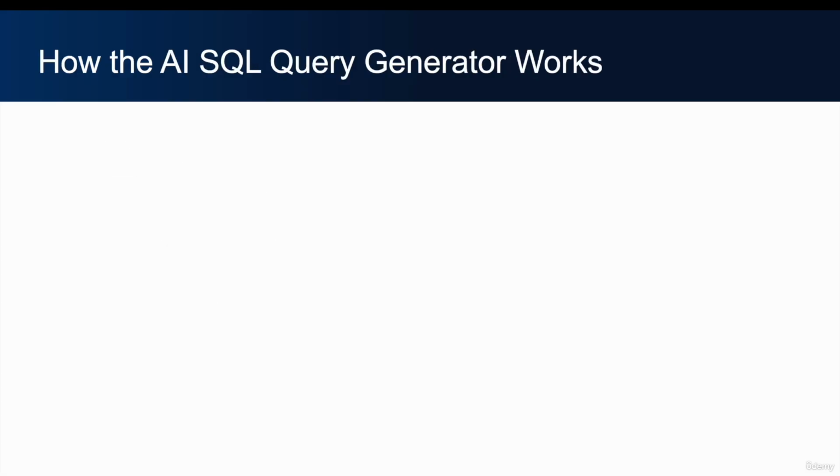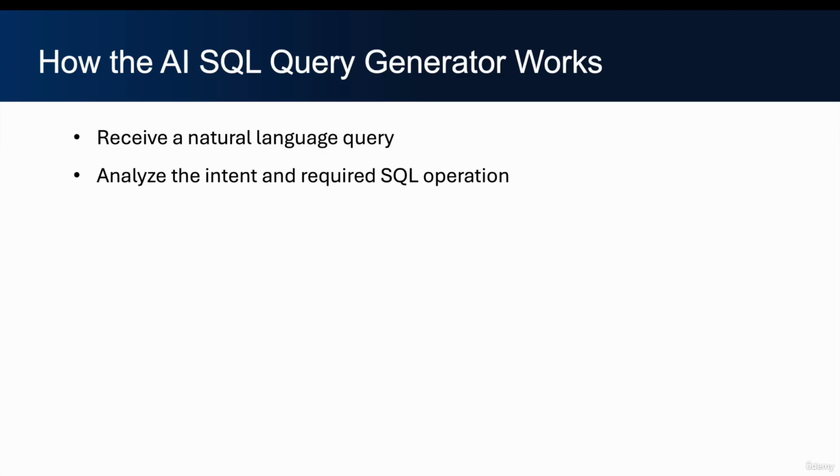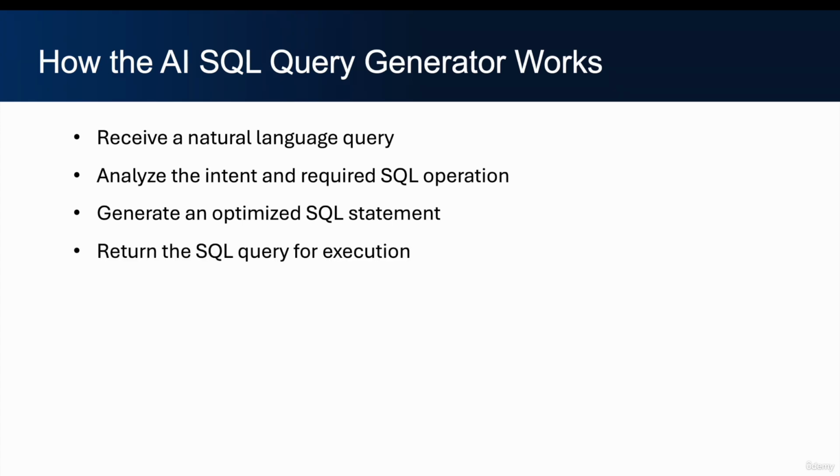Now, how does the AI SQL query generator work? The AI-powered tool will receive a natural language query, and analyze the intent and required SQL operation. It will then generate an optimized SQL statement, and then return the SQL query for execution.